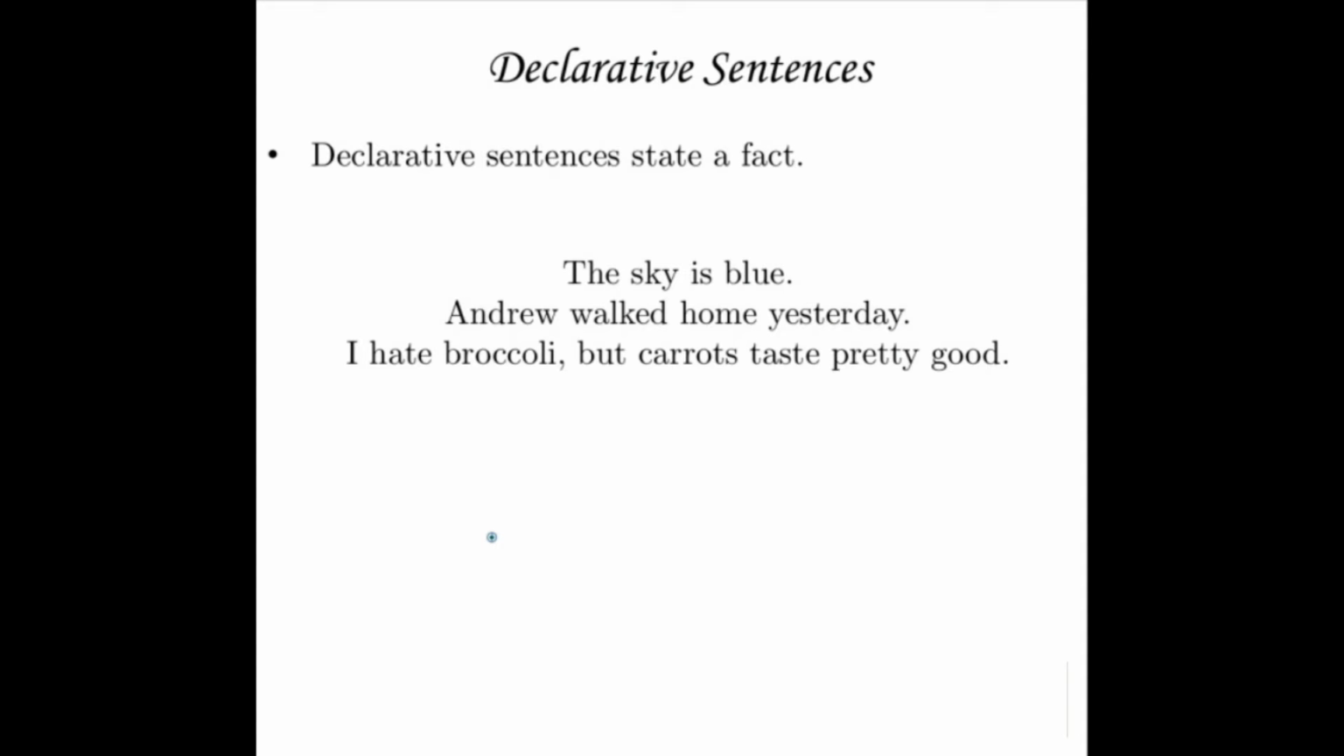All right. Declarative sentences. These are the kind of sentences you will use most in English. They are sentences that state a fact. So, for example, the sky is blue. Well, it was last time I checked. Andrew walked home yesterday. I'll take Andrew's word for it. I hate broccoli, but carrots taste pretty good. You are saying both of those things as facts.